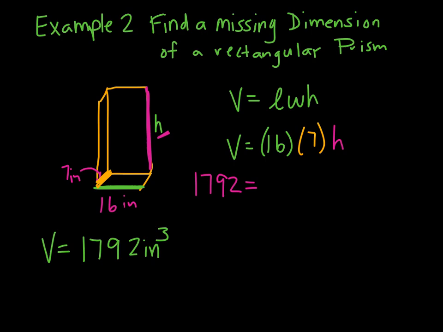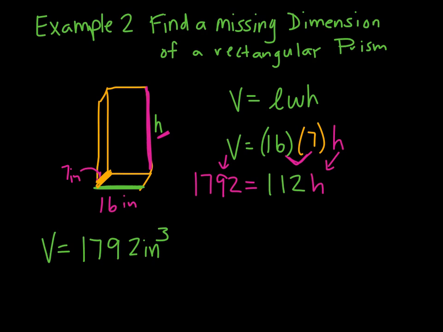Thinking about what we can solve, there is a part that we can solve. We can multiply 16 times 7 and get 112. So my 16 times 7 is 112, but I have my h left over. All I did was solve this part, drop down my h, and fill in what my volume was. Now I'm left with 1,792 equals 112 times h.